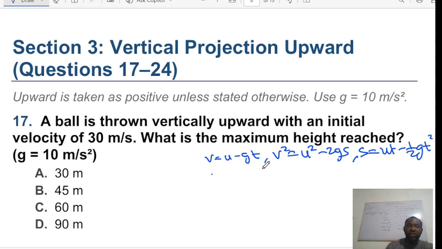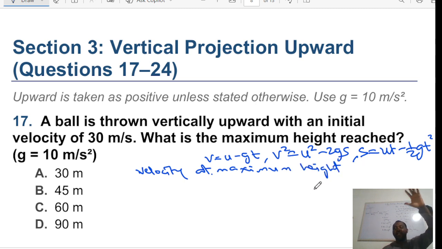And what you should know about upward motion is that the velocity at the maximum height is always zero. That means when it gets to the maximum height, it is no longer moving. V is equal to 0.